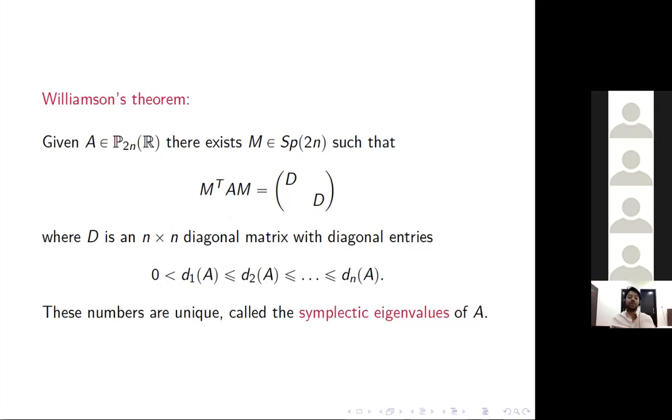Yeah, regarding that, it's a good question that you have raised. There indeed is a relationship between eigenvalues and symplectic eigenvalues. The symplectic eigenvalues of A turn out to be the positive and negative eigenvalues of the matrix iJA.